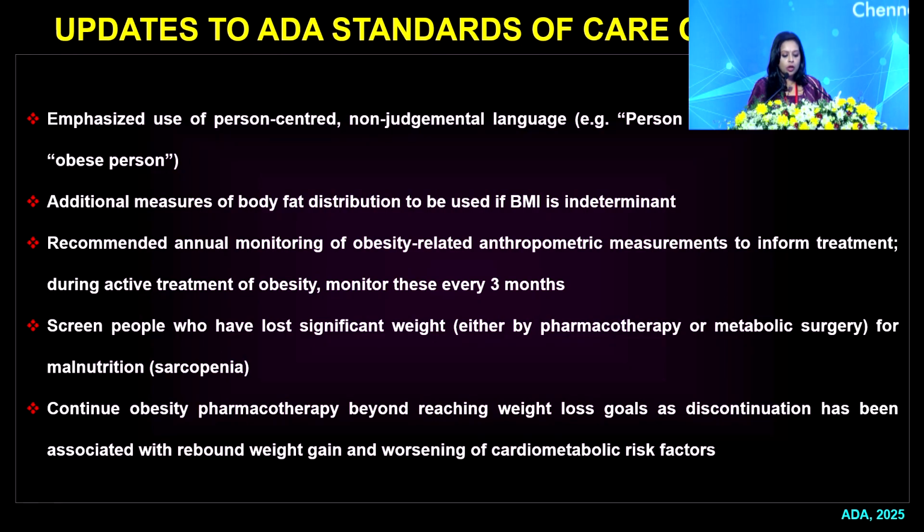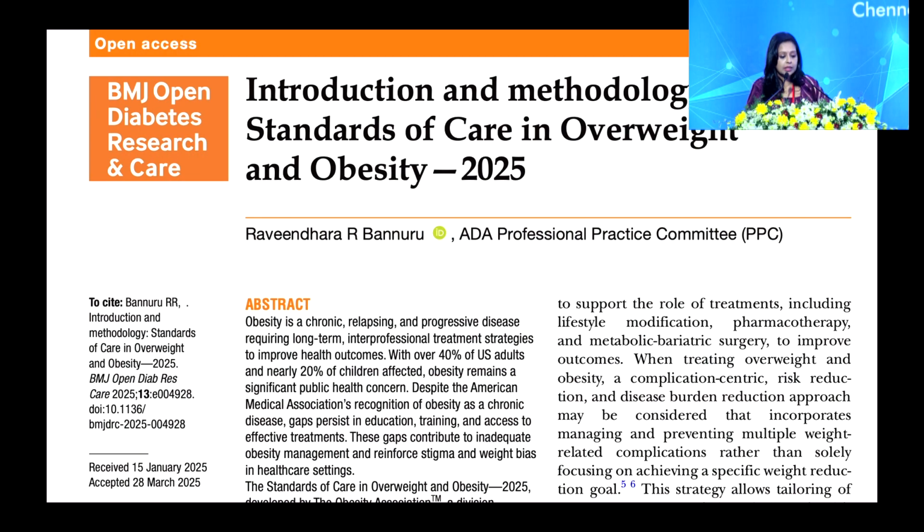People who have lost significant weight, start looking for sarcopenia. Dr. Ranjit mentioned that. We have a lot of treatments now, so sarcopenia is a problem. So continue obesity pharmacotherapy beyond weight loss goals, as now we are talking not just about the weight, but also about the body fat. So these are the things. There are new standards of care coming from ADA just for overweight and obesity.